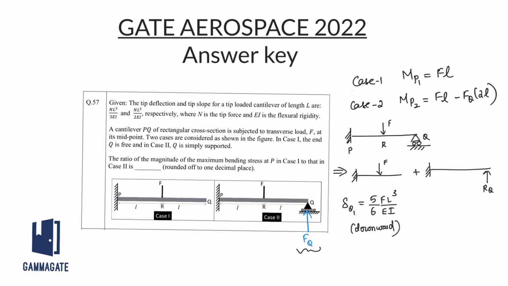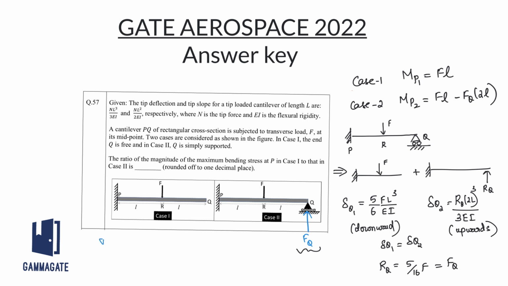And in the second case, the deflection at the far end is going to be delta Q2, which is equal to R at Q times (2L) to the power of 3 divided by 3EI. But the net deflection has to be equal to 0. So delta Q1 should be equal to delta Q2. The deflection delta Q2 is upwards. So on equating these two equations, we get RQ is equal to 5/16 F. Here, RQ is also FQ.